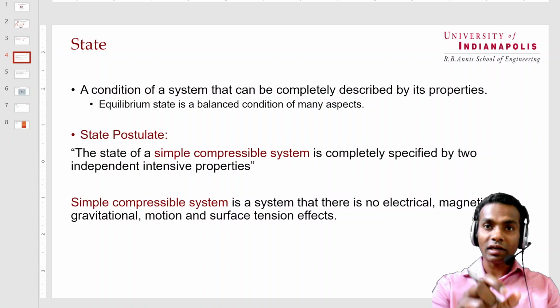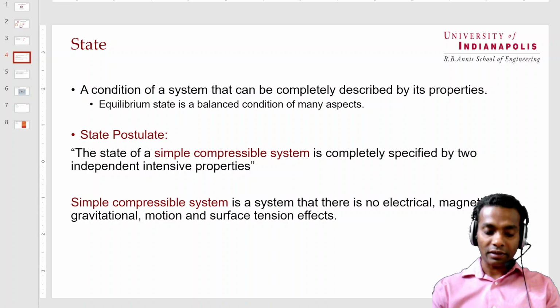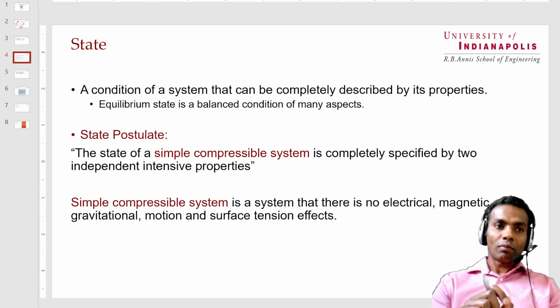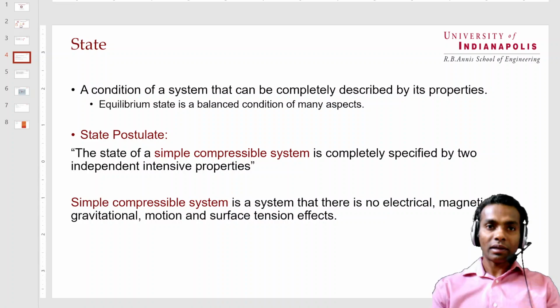Okay. And how many properties do we require to define a state or identify or define that condition? For a simple compressible system, we only need two independent intensive properties. So what is a simple compressible system? We're going to talk only about simple compressible systems throughout this course. A simple compressible system is a system that is not under electrical, magnetic, gravitational, motion, and surface tension effects.